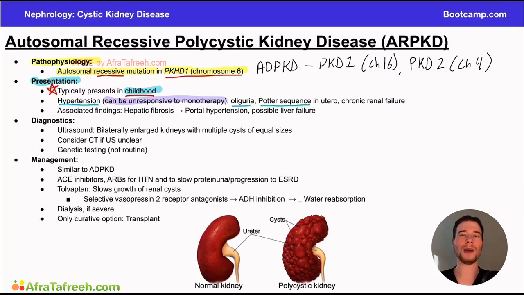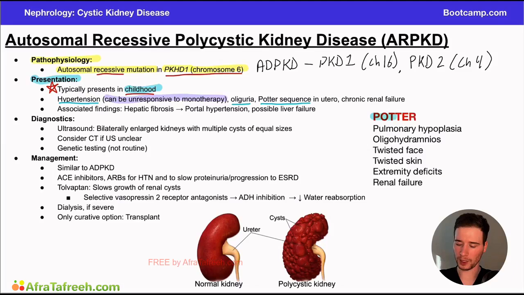So you recall from way back, one of our first videos, what is Potter's sequence? Well, Potter's sequence is a constellation of anatomic findings that occurs when a patient has oligohydramnios in utero. A memory aid that we like to use for Potter's sequence includes using the word Potter, which stands for pulmonary hypoplasia, oligohydramnios, twisted face, twisted skin, extremity deficits, and renal failure. And essentially this is due to oligohydramnios, or low urine output in utero. The fetus actually gets compressed against the placenta, and that is what we suspect is playing a role in the developmental anomalies here. Now, just like autosomal dominant, these patients can also develop chronic renal failure as well, right? Things continuously get worse. If we're not doing anything about it, the kidney can fail in the end.